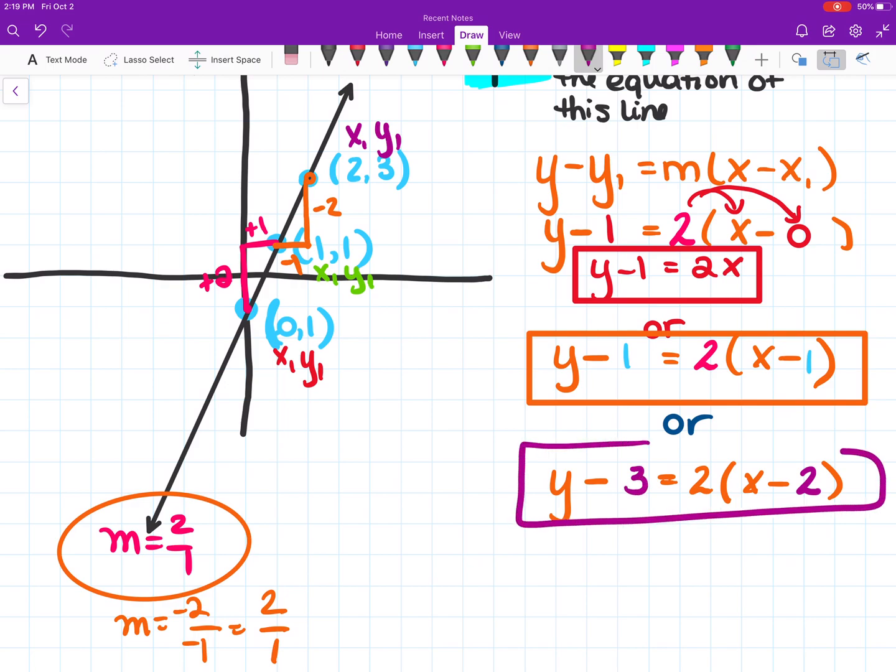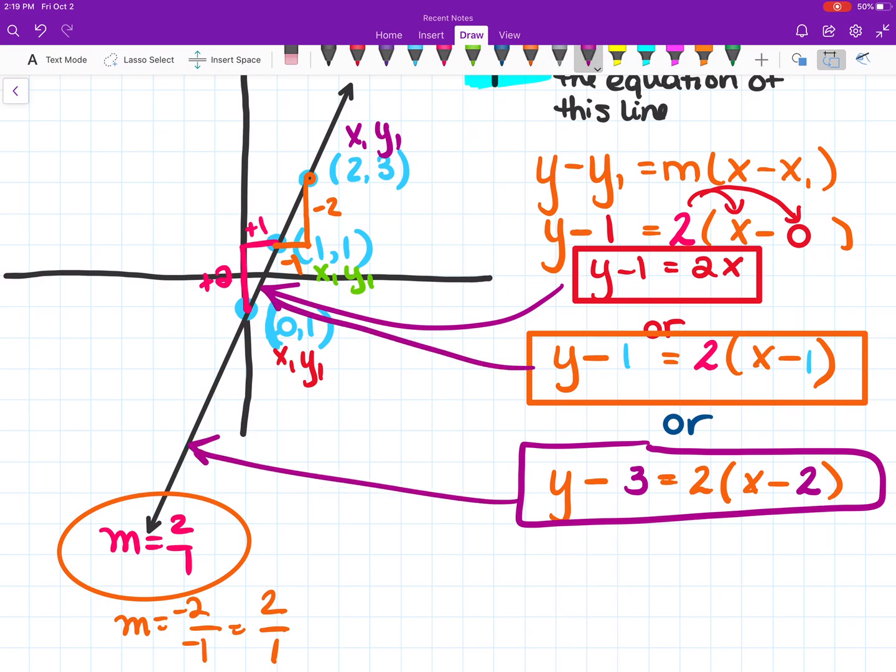All of these represent this line. They all represent this line in a different way with a different point. If we were to change it to slope-intercept form, they'd all come to the same answer. Okay, so that's where we're going to stop today.